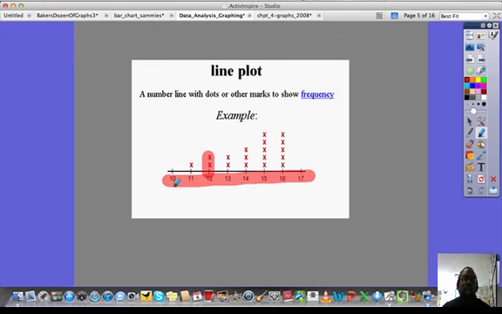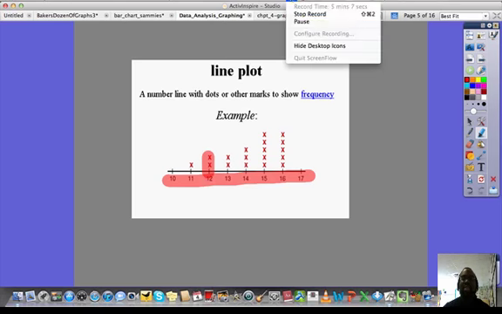So let's just say if I wanted to see if someone had 10 M&Ms, we didn't put an X up there, so that meant that no one grabbed 10 M&Ms. One person grabbed 11 M&Ms, two people grabbed 12 M&Ms, okay? So on and so forth. So that's what a line plot is.